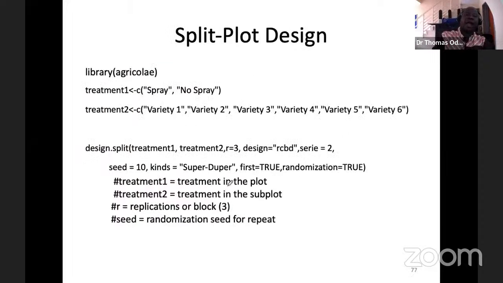So this is how the split plot can be randomized using the package agricolae. The same thing that we've done: you need to call that library first. Once you call the package, the next thing you need to do is create your two factors. Factor 1, which is treatment 1, is spray and no spray. And then treatment number 2 is the one for the variety.